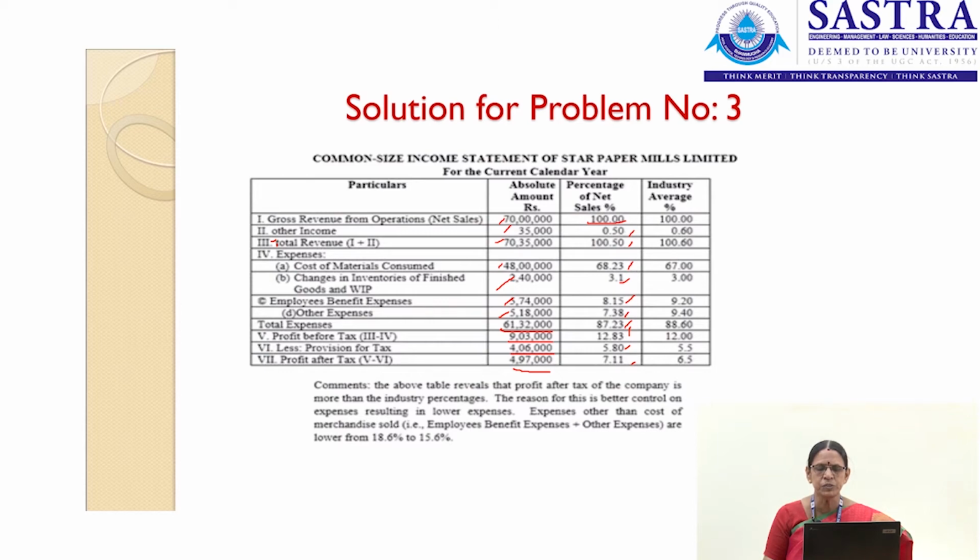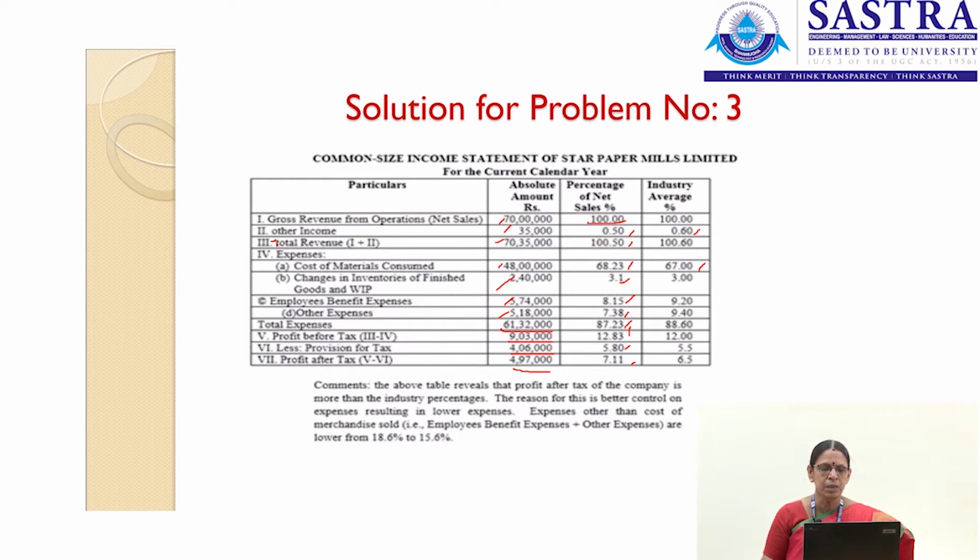So this is the information regarding the Star Paper Mills. We have an industry average given in the problem. Now we are going to compare it with the industry average. 100% is the revenue and 0.6 is the other income, but this is 0.50, so they are less than the industry average. Now 67% is the cost of materials consumed, they have consumed 68.23, so this is higher than the average. Then again, slightly, we have 0.1 as increase in the changes in the inventories.